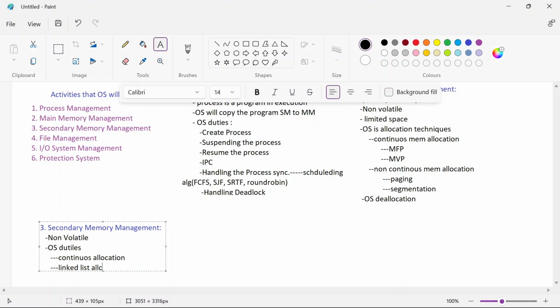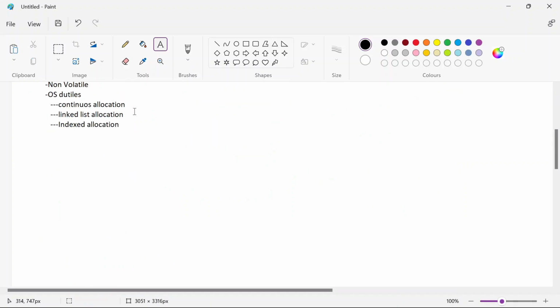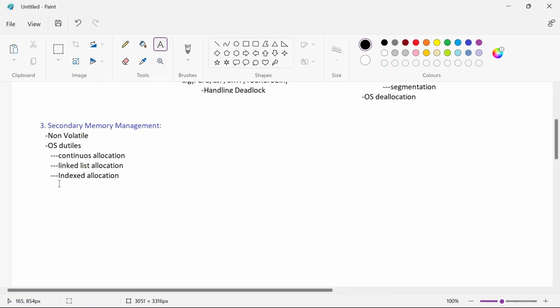So whenever we want to store the data in the secondary memory, it can use continuous allocation, or linked list allocation, or indexed allocation. These are the different types of allocation techniques. So the OS is responsible for allocating, for storing the data. Got it? We are going to learn a concept called disk scheduling as part of this secondary memory management.